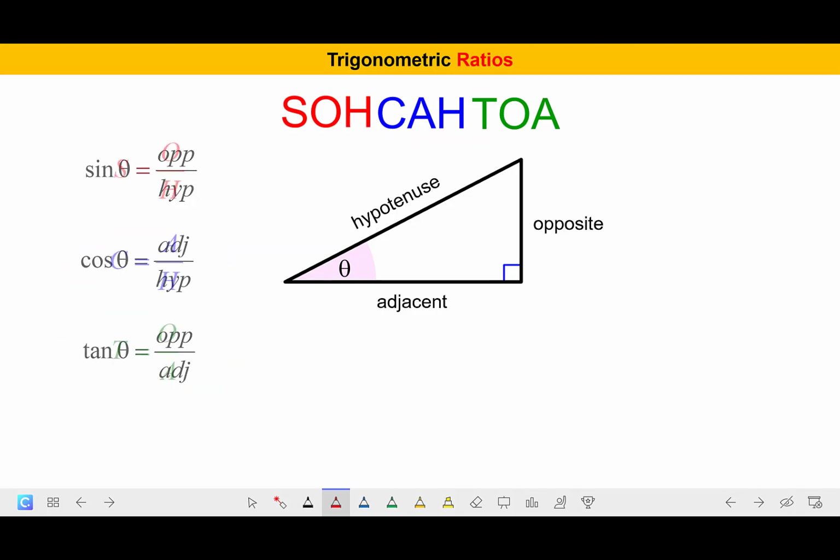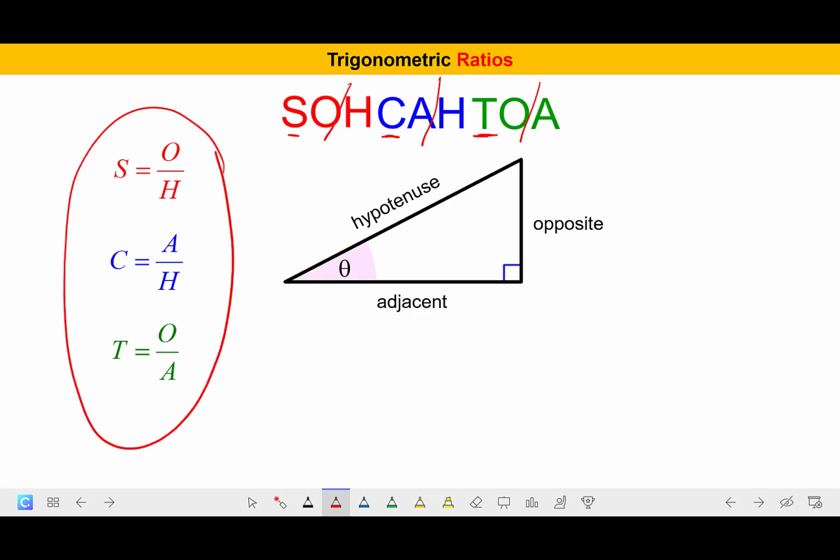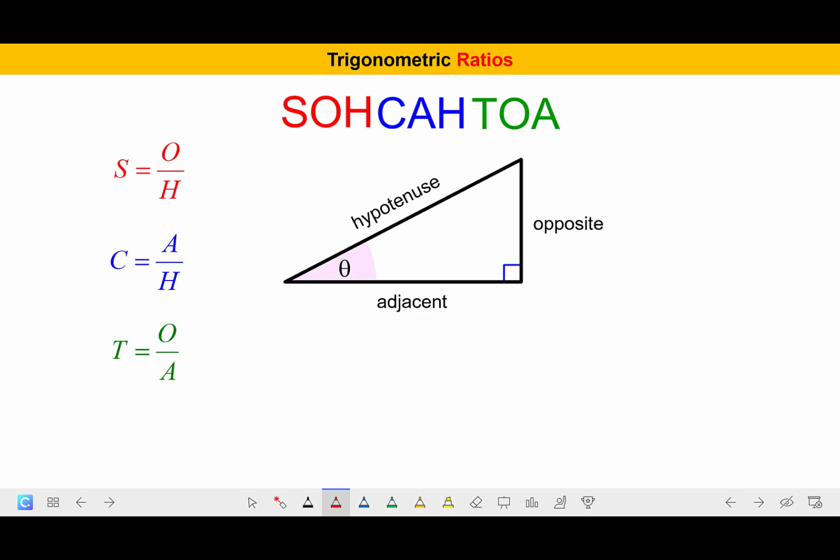And what that is just this: sine is opposite over hypotenuse, cosine is adjacent over hypotenuse, and tangent is opposite over adjacent. And we can see that right here. So that is a really handy thing. There's not a lot of things in math that you should really commit to memory, but this is one of those.